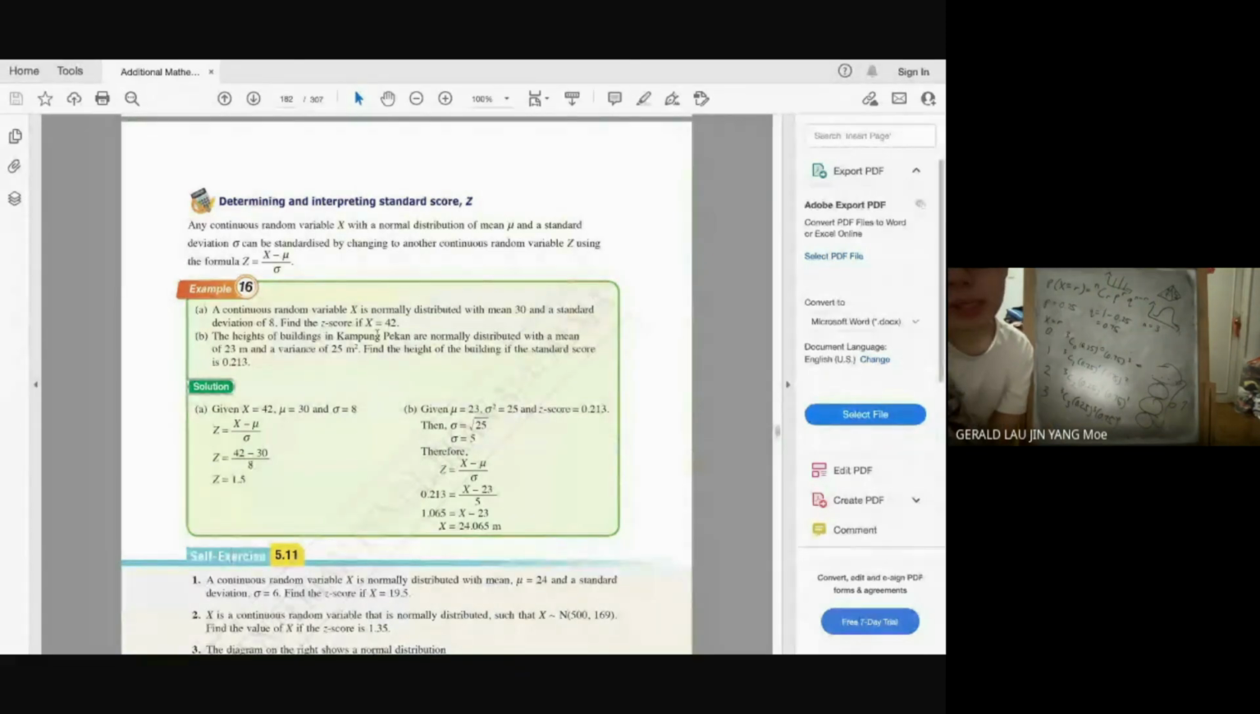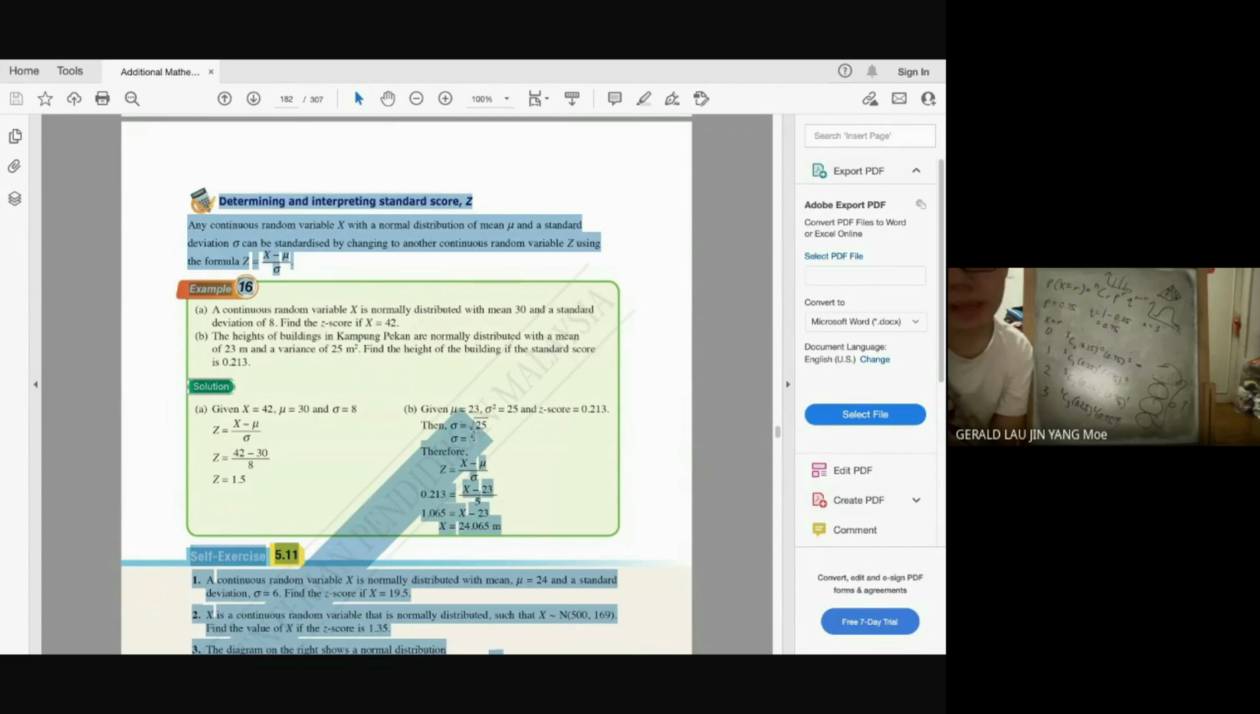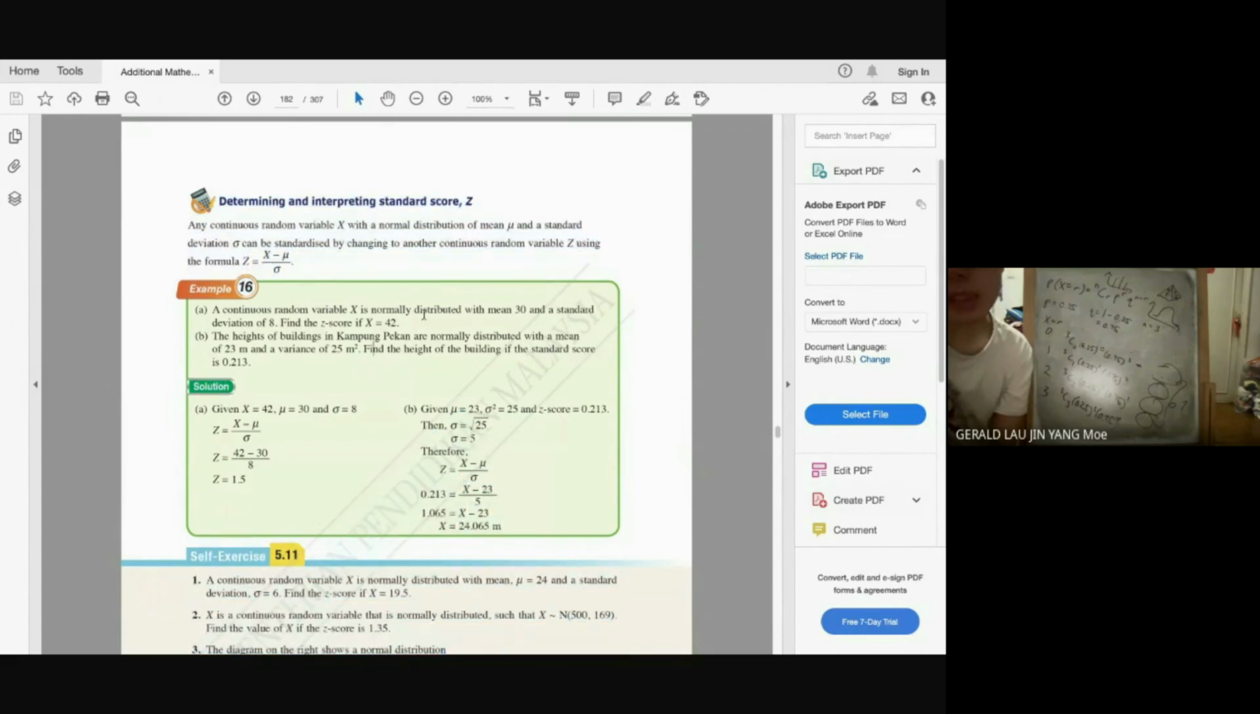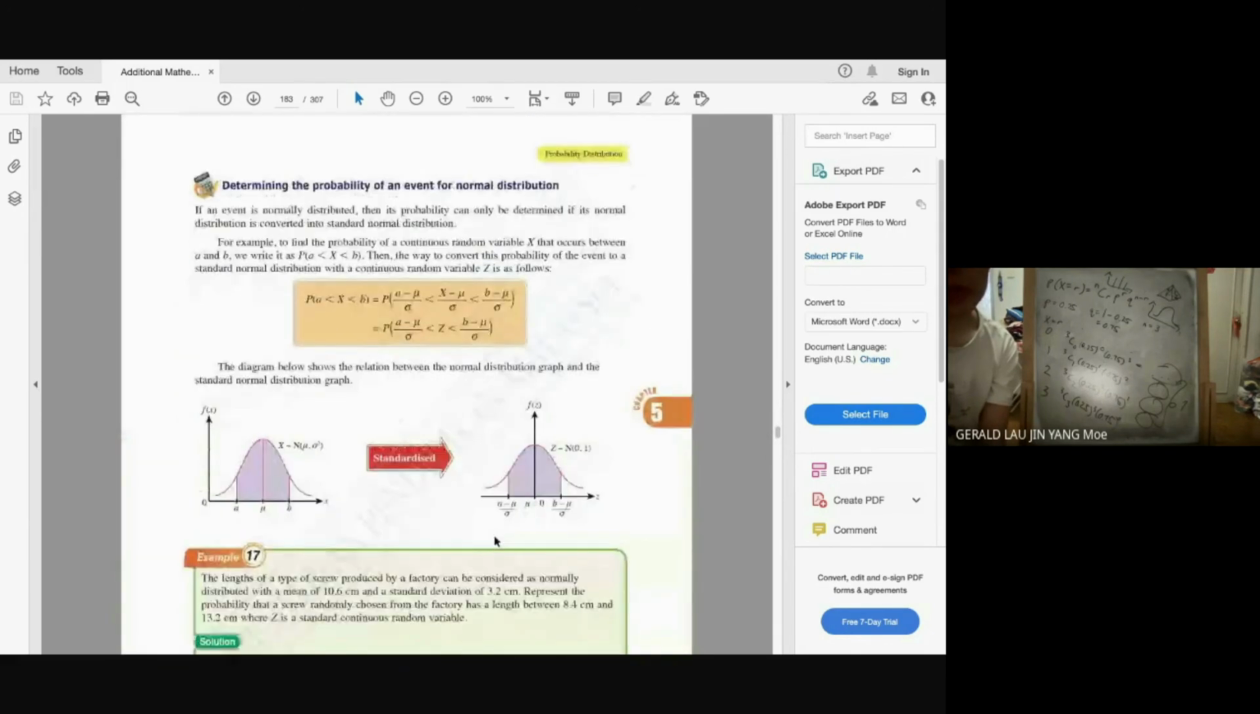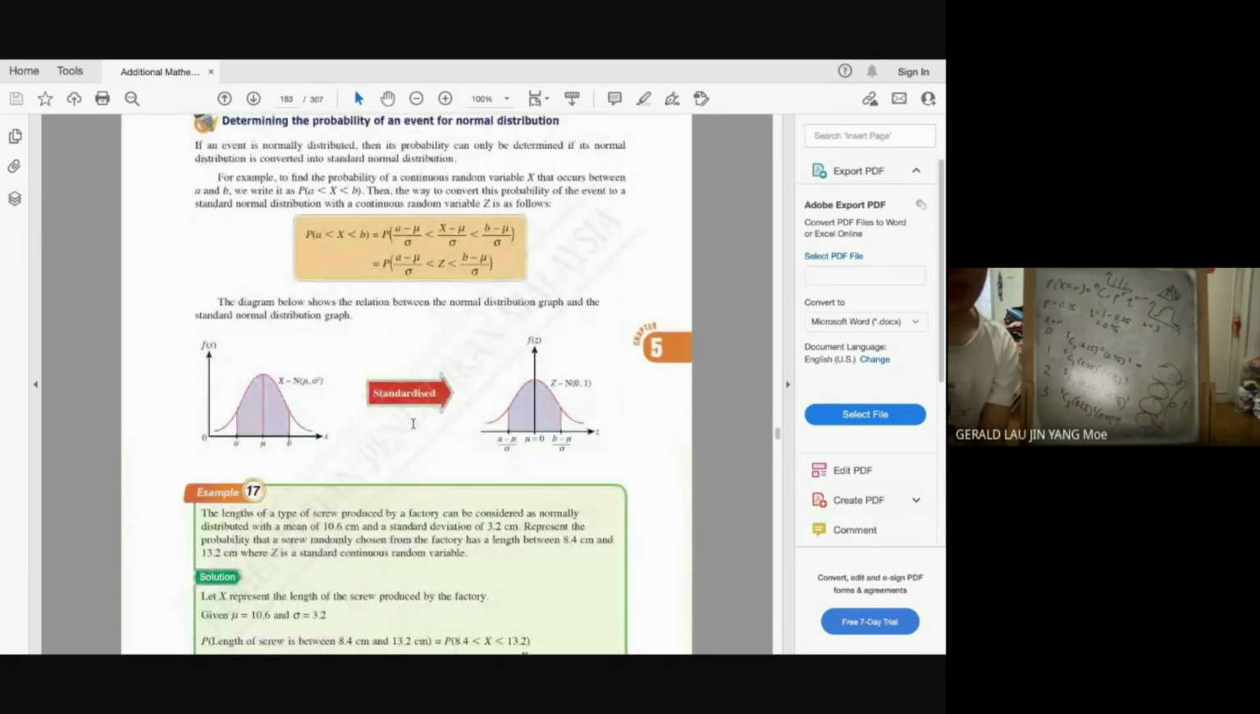B. Heights of buildings in Kampong Pekan are normally distributed with a mean of 23, variance of 25. So you have to square root to get your standard deviation, 5. Find the height of a building if the standard score is 0.213. Now you already have your z-score, 0.213. You have to find the normal score. You just times 5 plus 23, you get 24.065 meters. So you see, standardized.